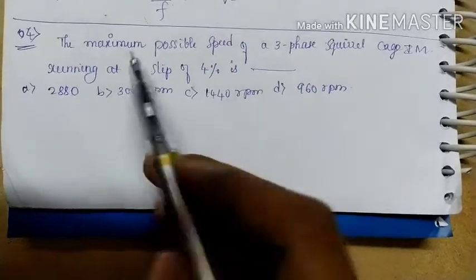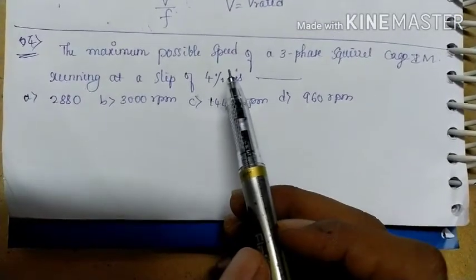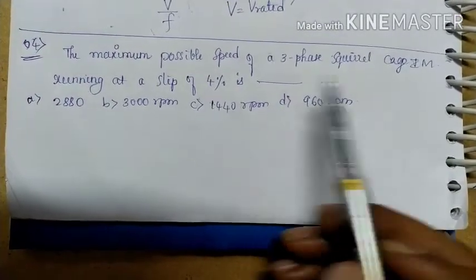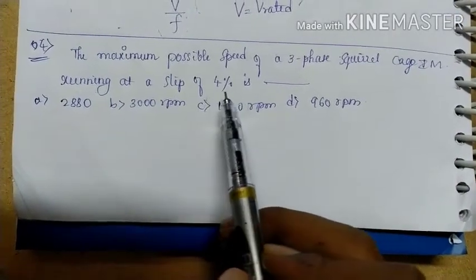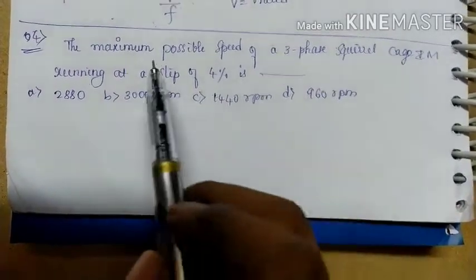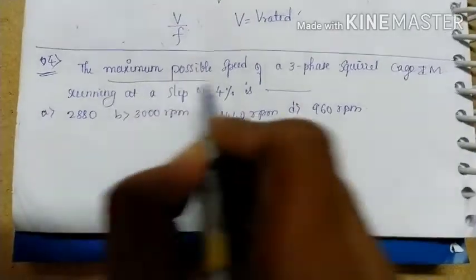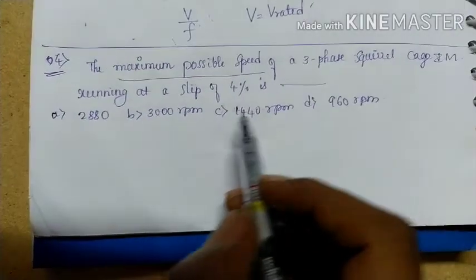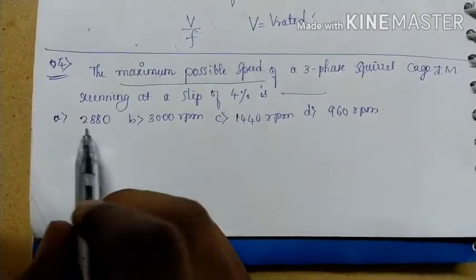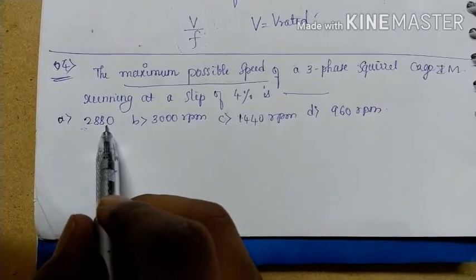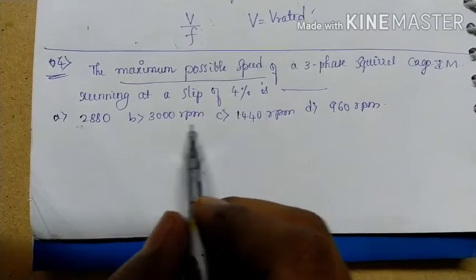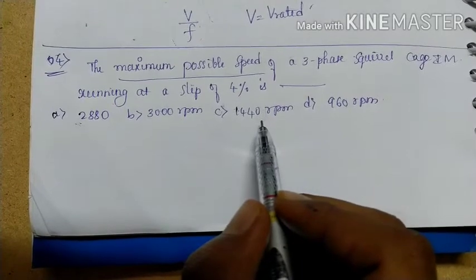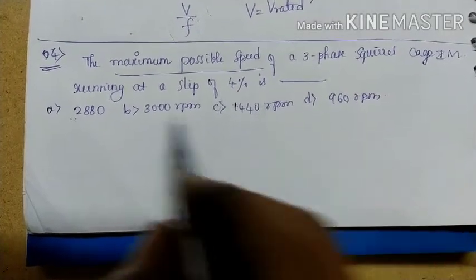Here is the next question. The maximum possible speed of a 3-phase squirrel cage induction motor running at a slip of 4% is dash. They are asking for the maximum possible speed at a slip of 4%. The options are 2880 rpm, 3000 rpm, 1440 rpm and 960 rpm.